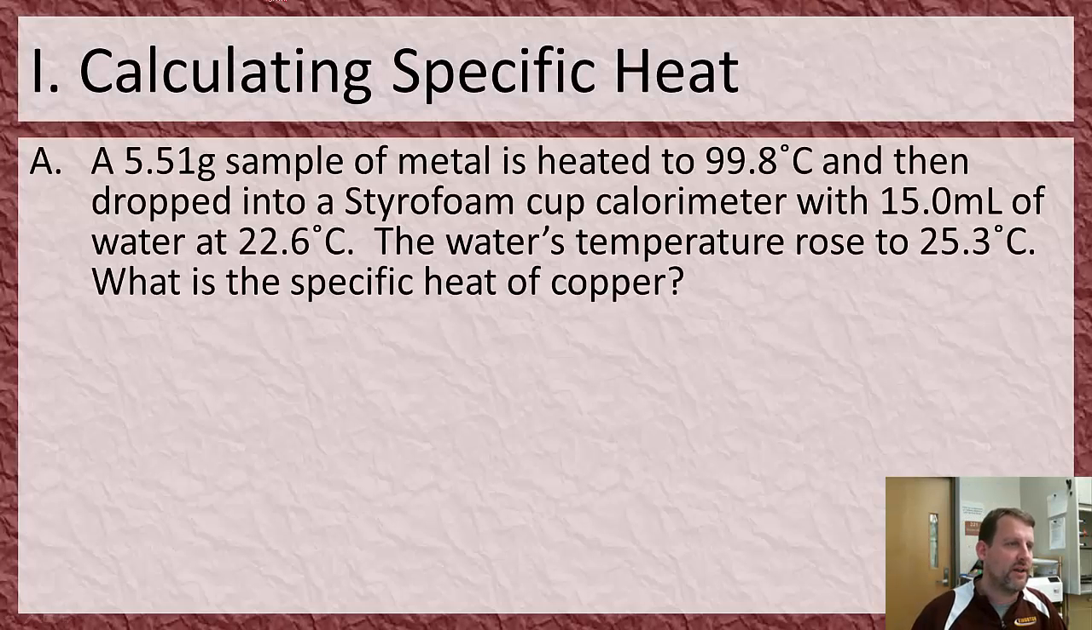So the first problem we're going to take a look at is this one. We've taken a 5.51 gram sample of copper and heated it to 99.8 degrees Celsius, then dropped it into a calorimeter with 15 mL of water, and the temperature of the water increased from 22.6 degrees to 25.3. What we want to know is: what's the specific heat of copper?